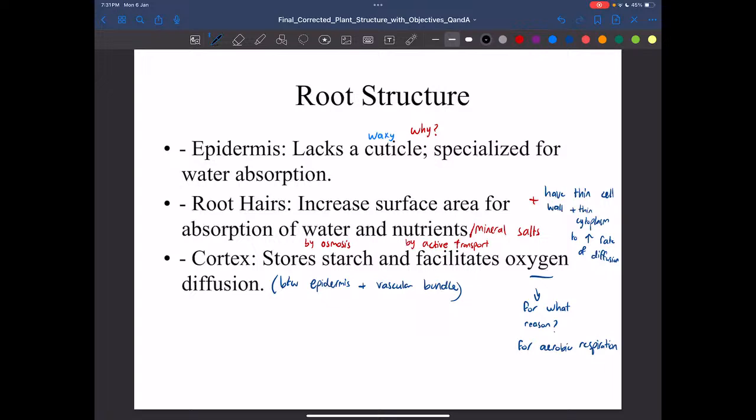Now we're going to be looking at the root structure. Now, the epidermis of the root structure, remember epidermis is the outermost layer. Now here, unlike we looked at the leaves, the epidermis here lacks a waxy cuticle. Can someone in the chat think of why in the roots their epidermis does not have a waxy cuticle?